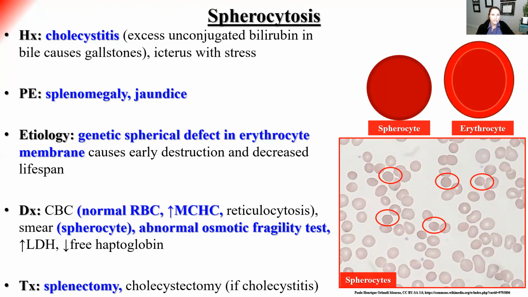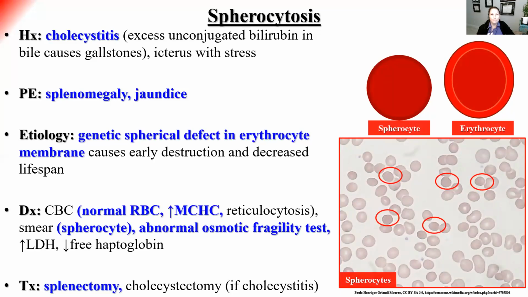You can develop cholecystitis from this because they get excess unconjugated bilirubin from the hemolysis, and this causes bile sludge, which can lead to gallstones. They can also develop icterus in a stressful situation, which is jaundice of the eyes. So splenomegaly, because that spleen is chewing up these abnormal red blood cells, and jaundice can be physical exam findings for these.